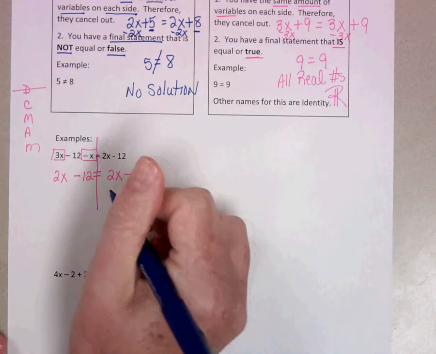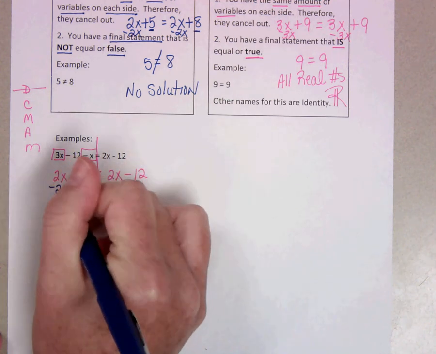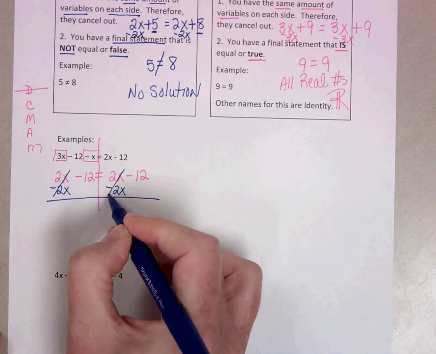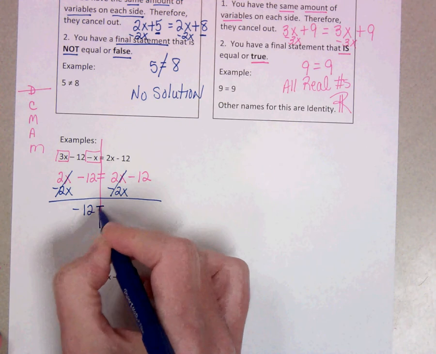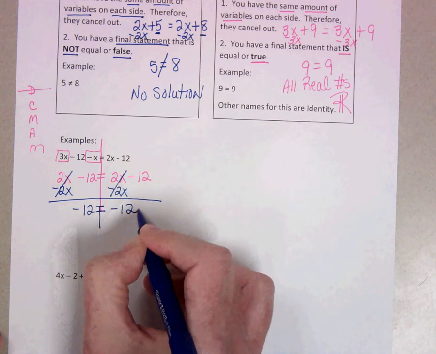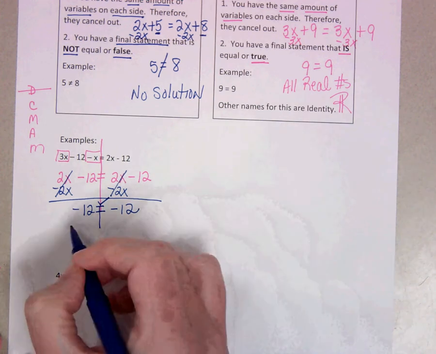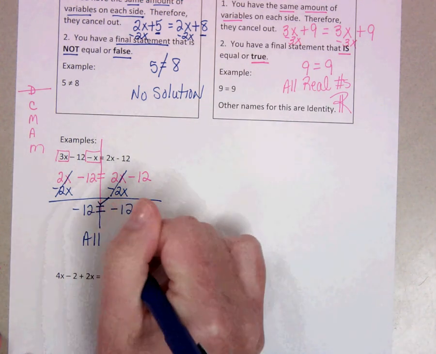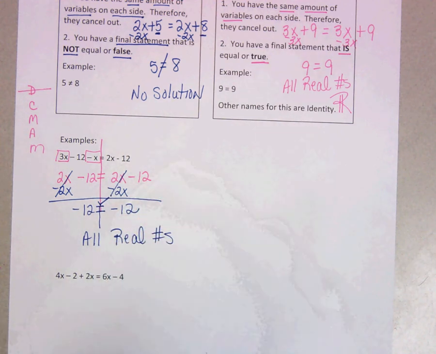I'm going to go further though. If I chose to move my variables to the same side, then they're going to cancel out. There is no more x, and I would have negative 12 equals negative 12. That is true. This is equal, it is the same, and so this would be another example of all real numbers.